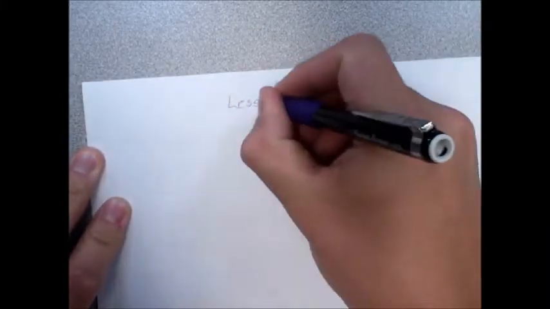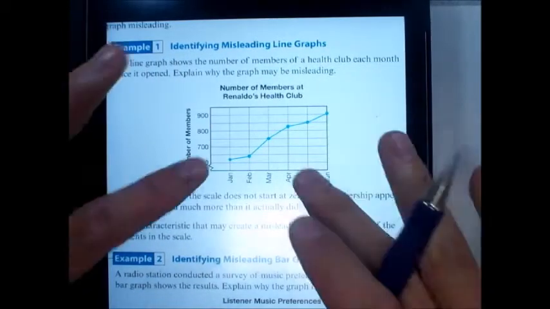Lesson 27. This is identifying misleading representations in data, so we're going to figure out how to identify those misleading representations. So we have to be able to see our graphs first and foremost. So on page 159, example 1, take a look at that graph. We're going to figure out why that might be misleading and how it could be misleading. So we have to remember some of our graphing skills here in order to do this.